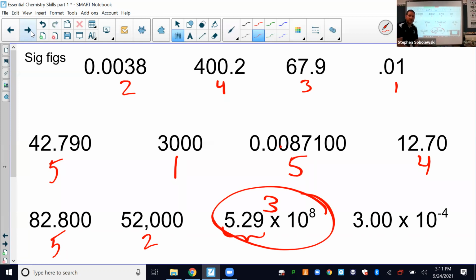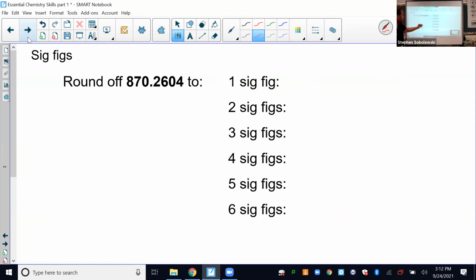In fact, even if you wrote this in numerical form, it would be 529,000,000 or 529 million. That would also have exactly 3 sig figs. There's one more here. I think it's like 3.00 times 10 to the -4th, if I remember. Again, you look just at the front number, and if that front number is 3.00, then this number has 3 sig figs.